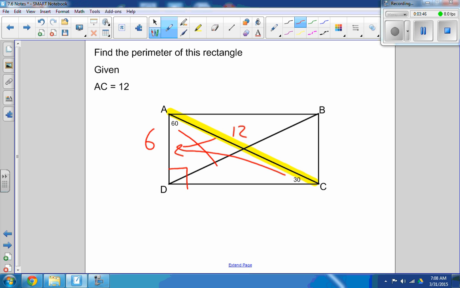And then the side that's across from the 60-degree angle is the square root of 3 times the short side, so that's 6 square root 3. So then this side's 6 square root 3, this side's 6. So the perimeter of this rectangle is 12 plus 12 root 3.